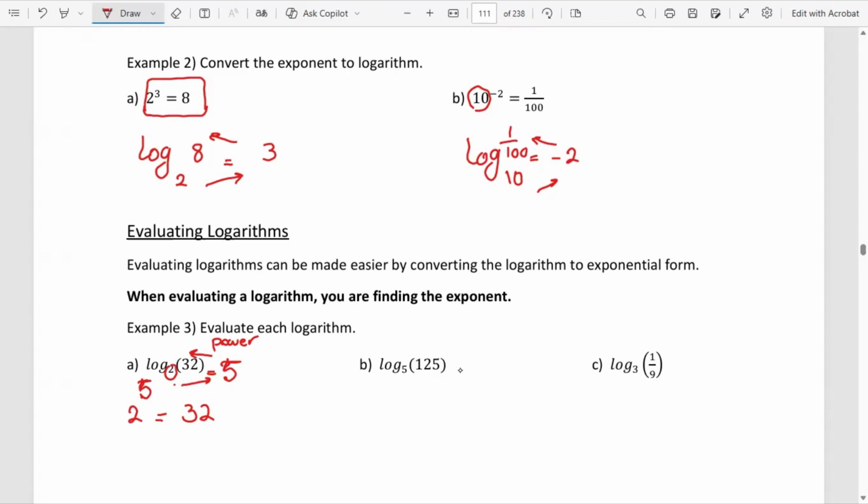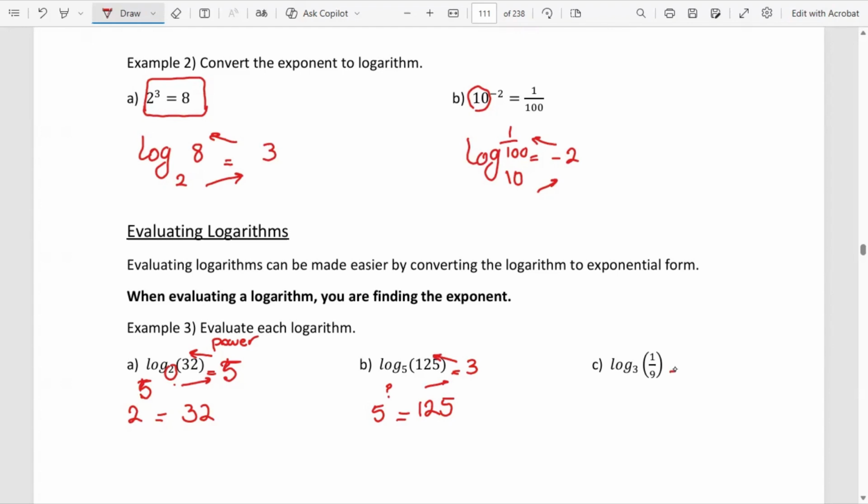For the next one, we say 5 to what power is equal to 125? How many times do you multiply 5 by itself to give you 125? We want to find the power for 5. How many times? 3 times. 5 times 5 times 5 is exactly 125.